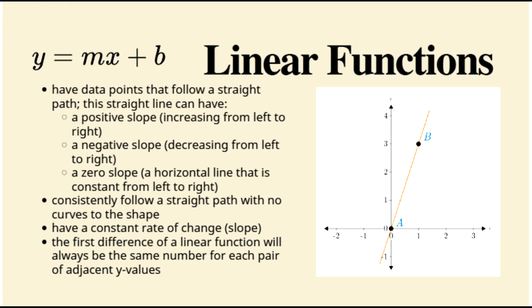Linear functions have a constant rate of change or slope, and the first difference of a linear function will always be the same number for each pair of adjacent y values. If you don't remember what the first difference is, we'll go over it, don't worry. Linear functions are always written in the formula y equals mx plus b. If you don't know that naturally off the top of your head, you want that formula in your notes.